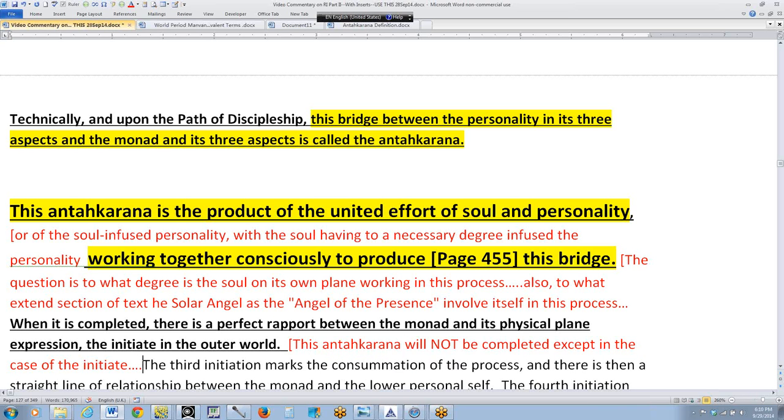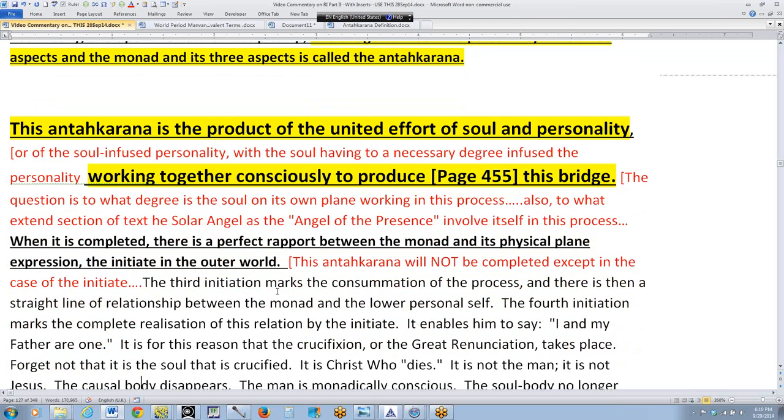So before the time we are the true initiate of the third degree, we are simply working at the sensitive reaching out, the sensitive reaching up, the factor of projection. We're simply working at that and have not yet assimilated or managed to evoke a full response from the spiritual triad and to assimilate that response. The third initiation marks the consummation of the process, and there is then a straight line of relationship between the monad and the lower self.